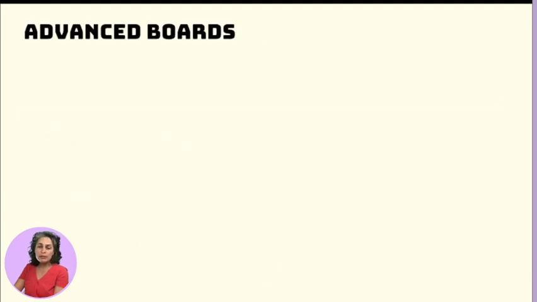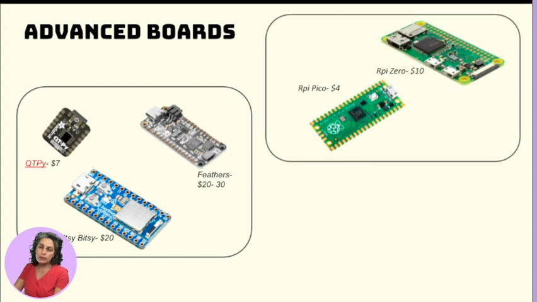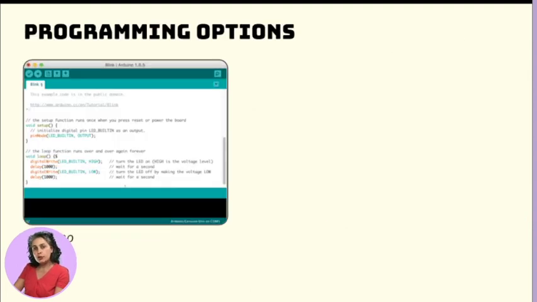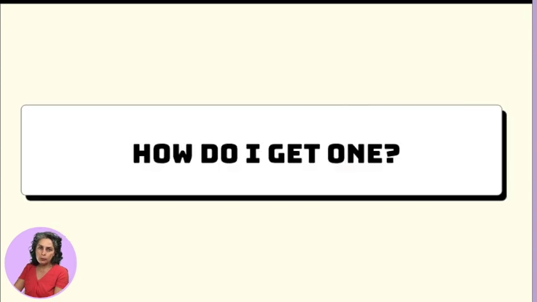More advanced options include boards by Adafruit, where there are more pins and more options. Also, you can build them with Raspberry Pi Zeros or the Picos that recently came out. And the industry standards are the Arduino boards. These are usually programmed using the Arduino IDE, Integrated Development Environment, or also CircuitPython or MicroPython, depending on the board.